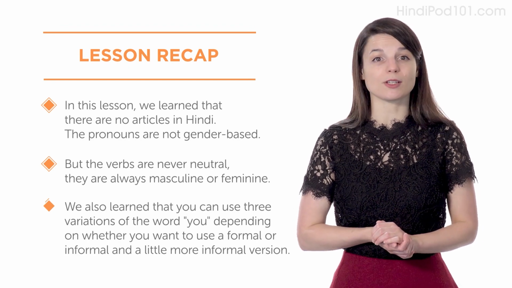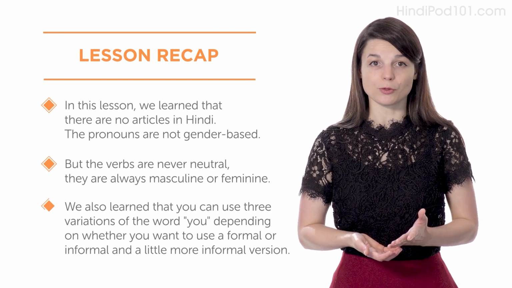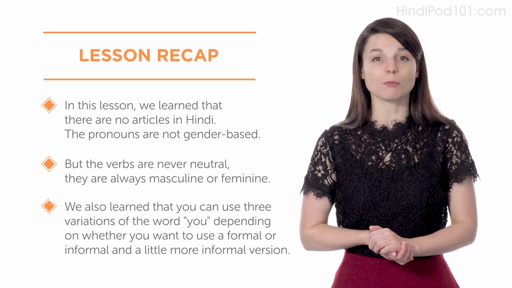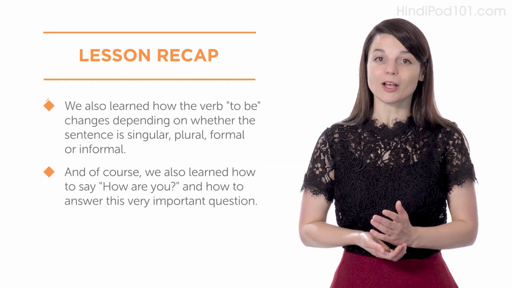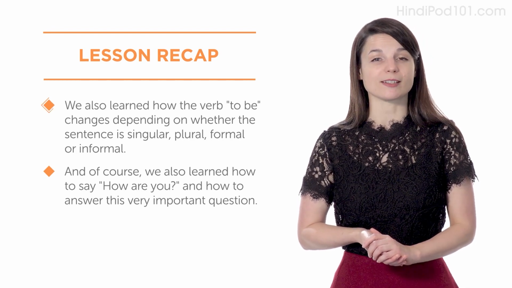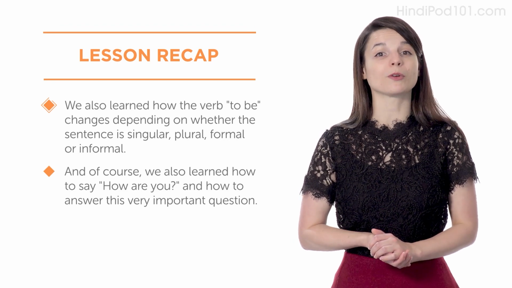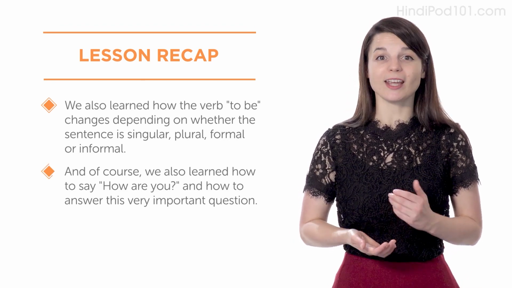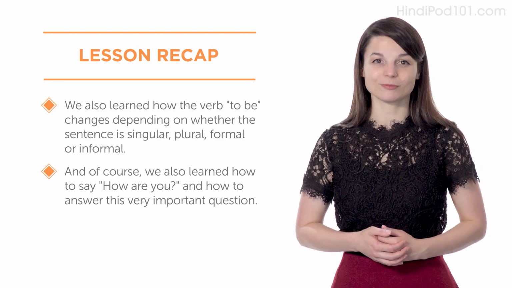We also learned that you can use 3 variations of the word you, depending on whether you want to use a formal, informal, or a little more informal version. We also learned how the verb to be changes depending on whether the sentence is singular, plural, formal, or informal. And of course, we also learned how to say, how are you? And how to answer this very important question.